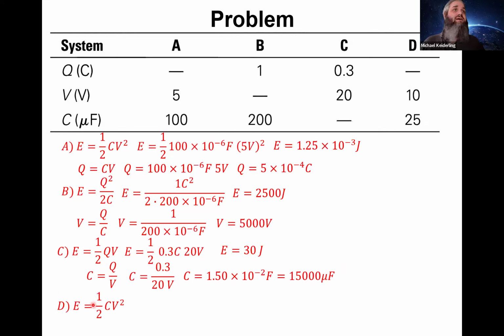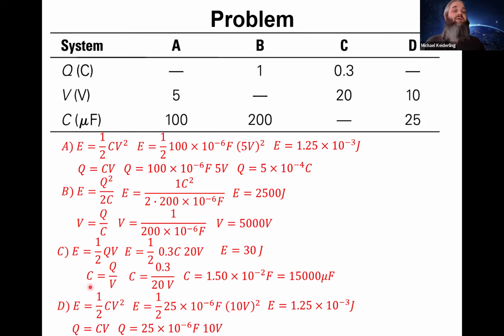And lastly, D, energy is 1/2 capacitance times voltage squared. So 1/2 times 25 times 10 to the minus 6 farads times 10 volts quantity squared. So 1.25 times 10 to the minus 3 joules. So this has the exact same energy as A. And charge is going to be capacitance times voltage. So 25 times 10 to the minus 6 times 10 volts. It's 2.5 times 10 to the minus 4 coulombs.